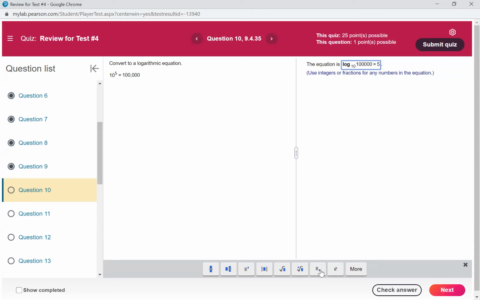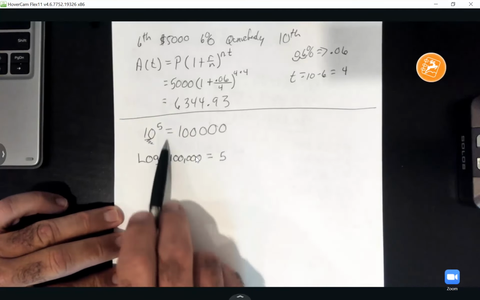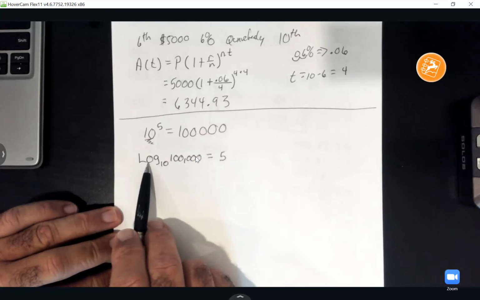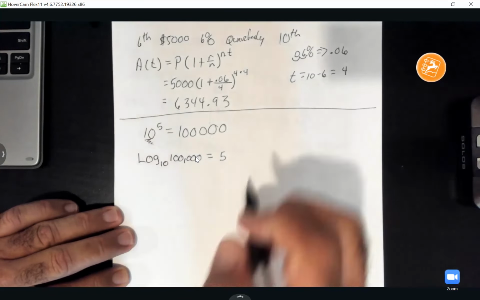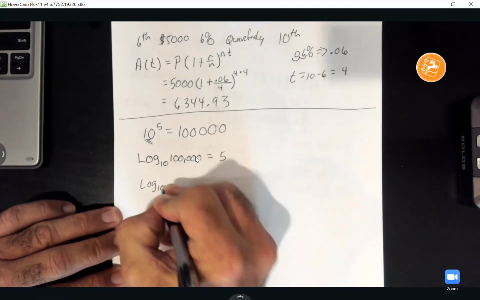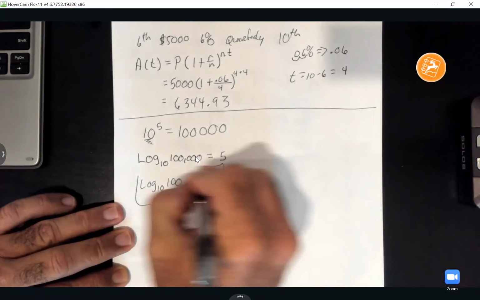Can I see how you put it in the calculator? Oh, I didn't put this one in the calculator. This one I just wrote out. All they want me to do is convert it. They don't want me to use the calculator. So if mine's 10 to the 2nd equals 100, will mine be 2? So yours will be like this: log base 10 of 100 equals 2. But you got to put that whole thing in.